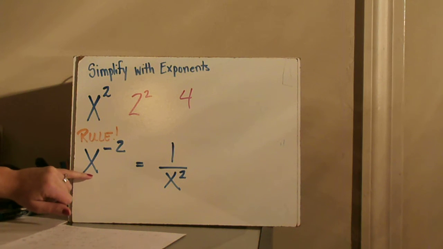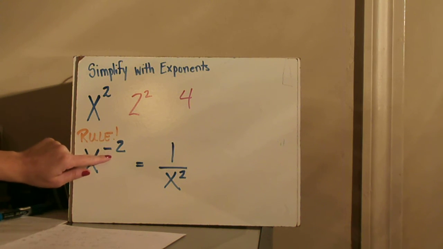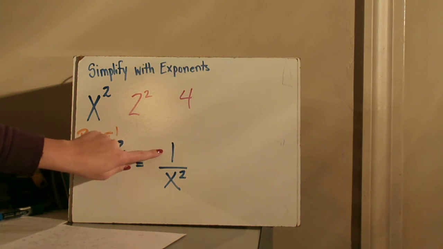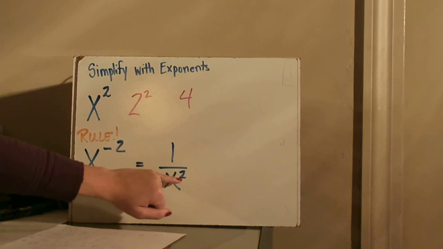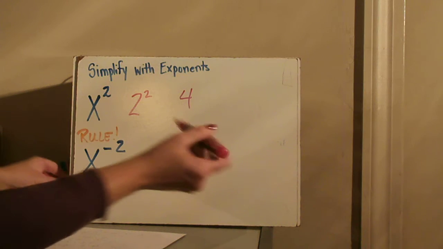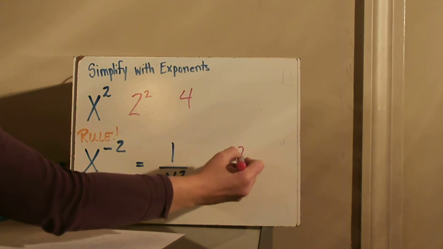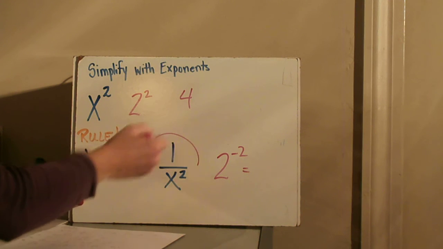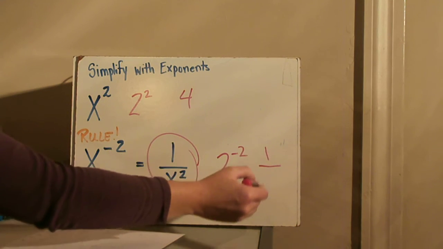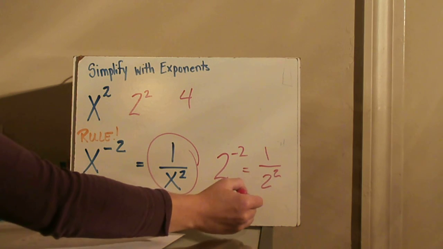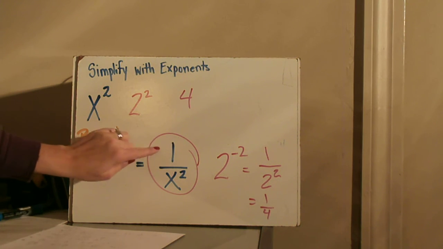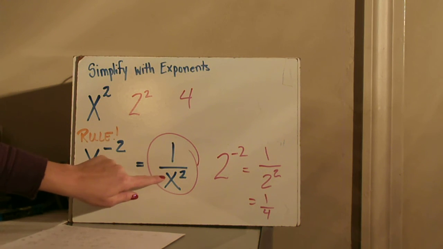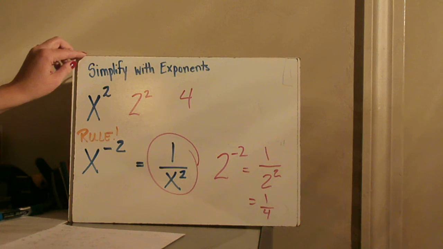So the rule says if we have a base to the negative exponent, then we are to write it into a fraction with 1 in the numerator, then the base to the positive exponent. So let's say that we had 2 to the negative 2. Now to simplify this, we have to turn it into the fraction 1 over 2 to the positive 2. So that is 1/4. So the rule for x to a negative exponent is we put it into a fraction with 1 in the numerator, the base to the positive exponent.